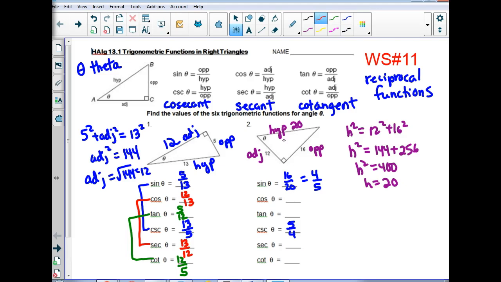Cosine, adjacent over hypotenuse, would be 12/20. Reduced, divide by 4 top and bottom, is 3/5. And so the reciprocal function of that is the secant, so that'd be 5/3. And then finally, the tangent, opposite over adjacent, would be 16 over 12, divide by 4 top and bottom, we get 4/3. And so the cotangent would be 3/4. I just show these connected, and I'm not going to do that anymore. I just color coded them.